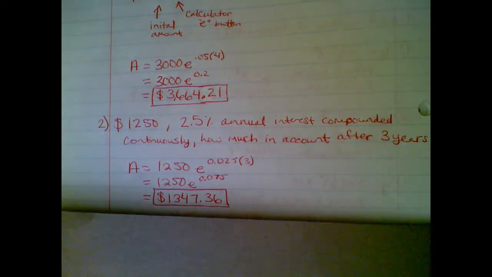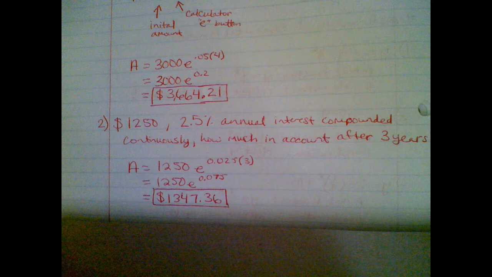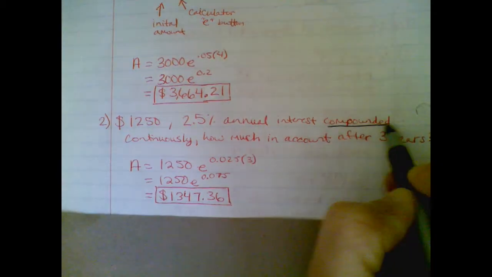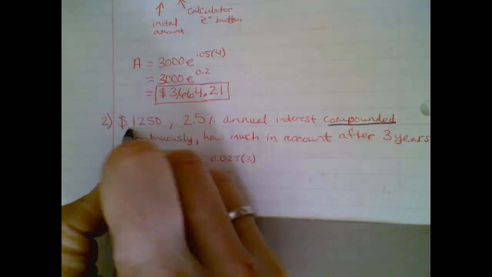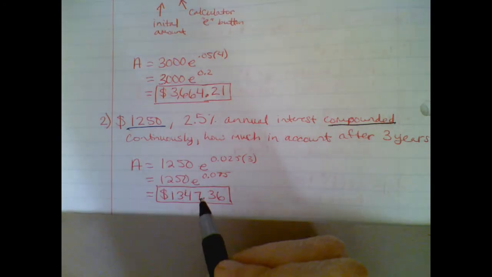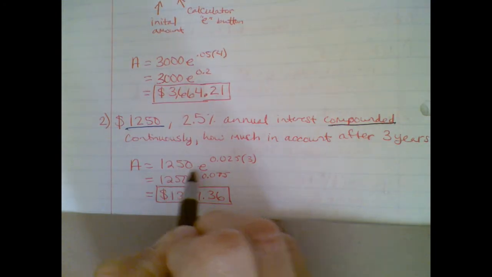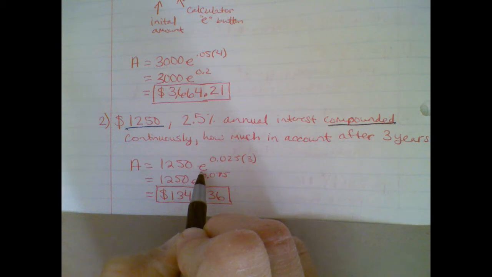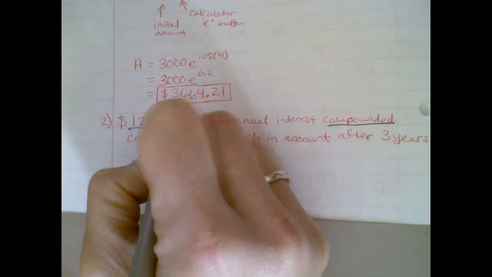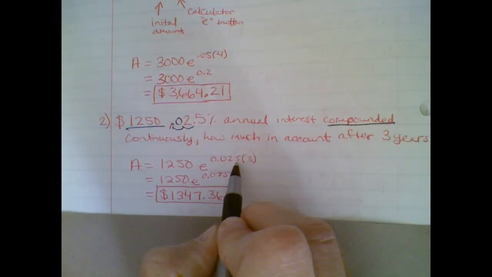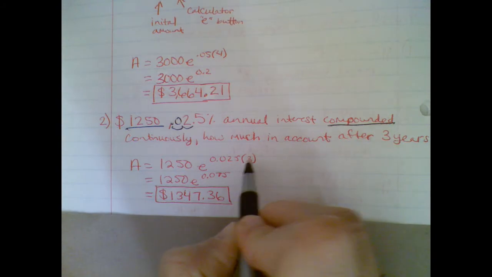So for this one, notice we have $1,250, our 2.5% annual interest compounded continuously. It's compounded, so we know we need to use this equation. How much money will we have in our account after 3 years? So our principal is going to be $1,250. That's our initial amount that we're putting into our account. And then our E, we're going to put the E button on our calculator. This percentage, we need to make a decimal by moving it back 2 places. So we have 0.025, and then after 3 years, so times 3.